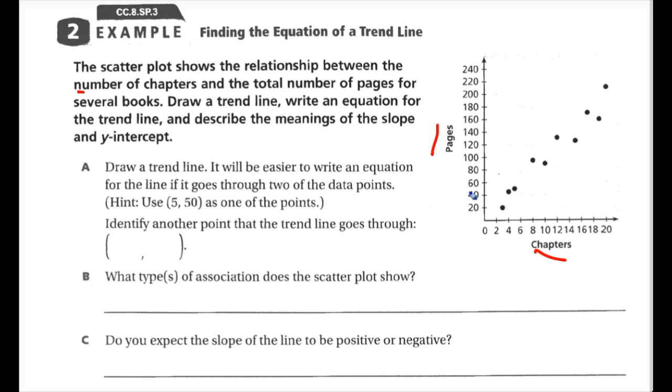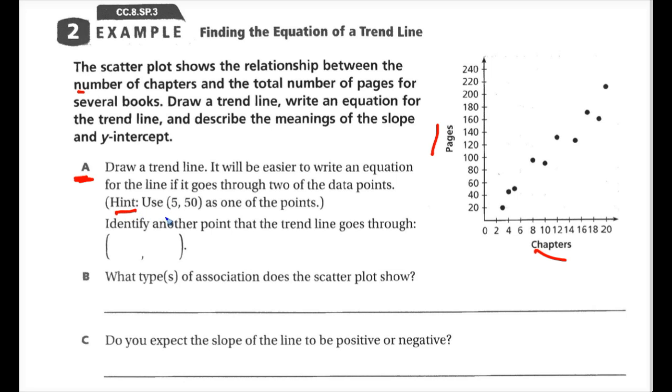So there's a lot to do. We're going to walk through each step of this together. So let's focus on A first. Draw a trend line. It will be easier to write an equation for the line if it goes through 2 data points. Hint, use 550 as one of the points.